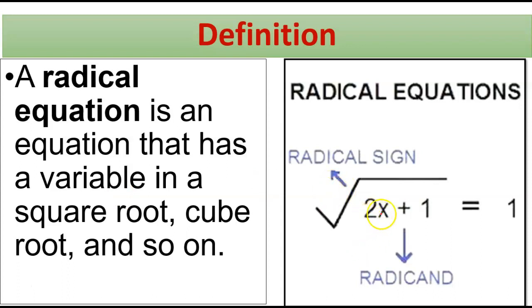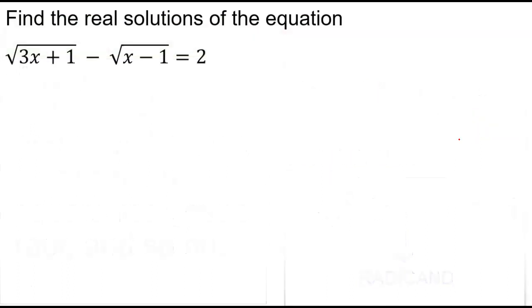Like this one, once the variable is inside. If you had something like the square root of 4 minus 8, it's not a radical equation because there's no variable in there. So if you have only numbers, you can evaluate it. But if you have a variable with it, that becomes an algebraic expression, then it becomes a radical equation.